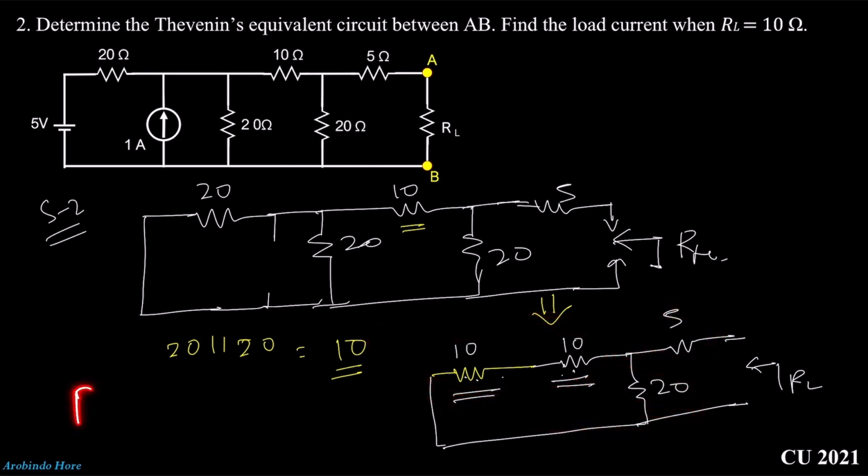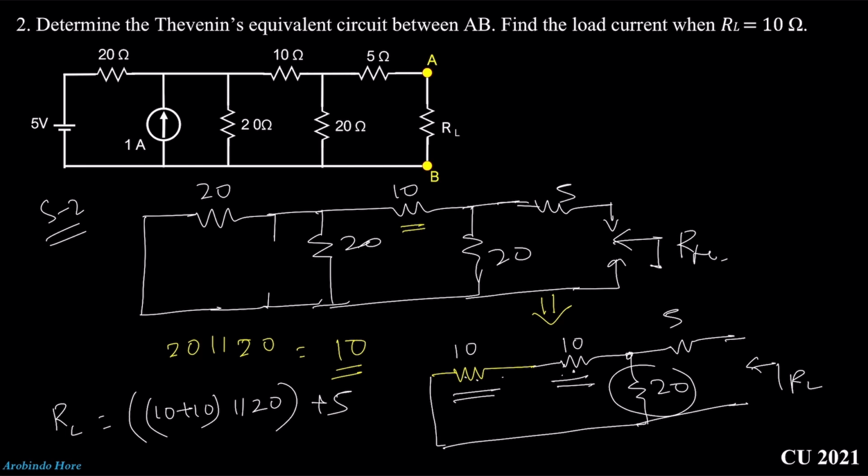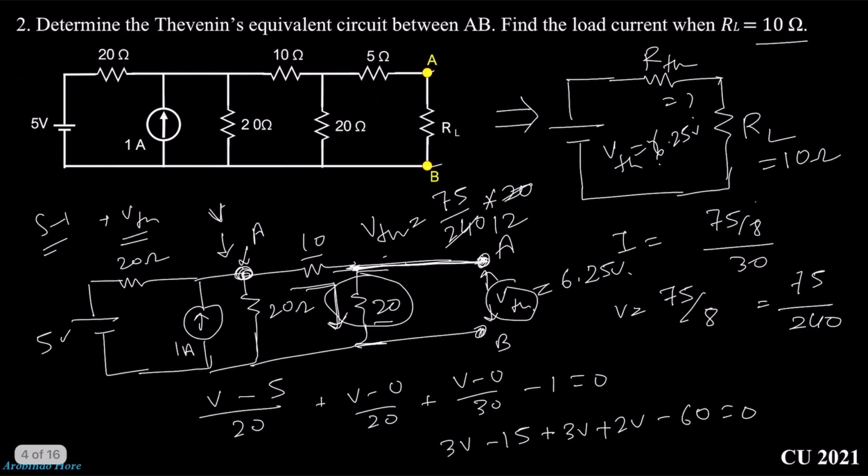So we can write down RL will be 10 plus 10. This combination is parallel with this 20 ohm resistance, and this whole combination is in series with the 5 ohm resistance, right? That means we can write down 10 plus 5 is equal to 15 ohm. Okay, so we already have the value of RTH, or sorry, this will be RTH, not RL. The value of RTH is 15 ohm and the value of load resistance is 10 ohm, right? So here is 15 ohm.